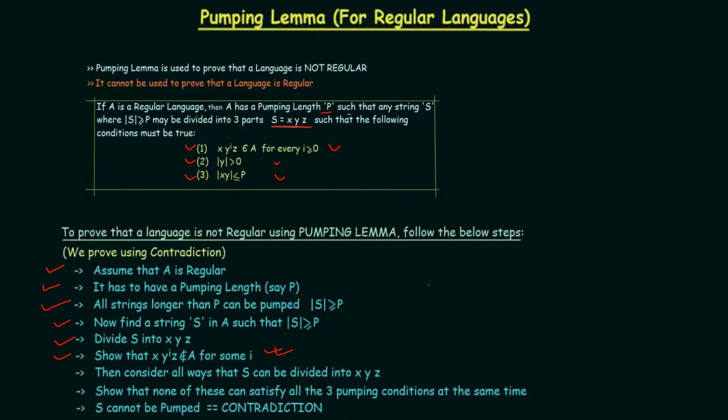Then consider always that S can be divided into XYZ. So you need to consider all of the possibilities, all of the permutations and combinations. Lastly, you have to show that none of these can satisfy all three pumping conditions at the same time, or at least two of them, maybe one of them. And S cannot be pumped, so that is a contradiction. So this is still a vague concept. Let's take an example and that shall clear the concept.